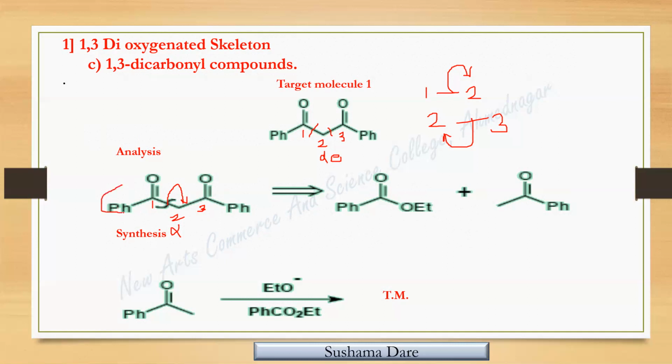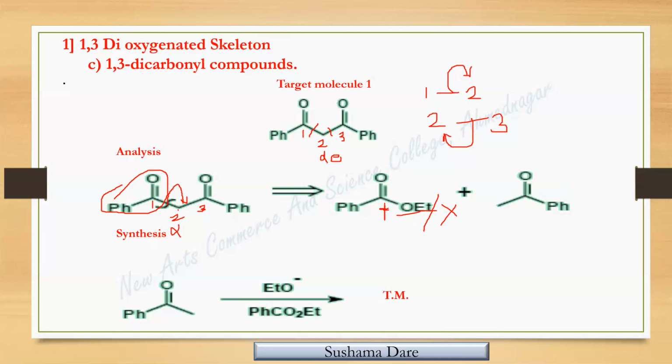This part is PhCO plus. Whenever a plus sign is there, the best is to place a leaving group. The leaving group can be an ethoxy or a halide, any of that; as per your wish, you can place it accordingly. So the synthetic equivalent for PhCO plus is ethyl benzoate or benzoyl chloride.